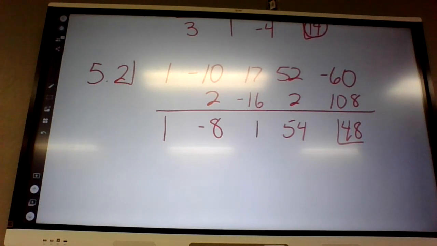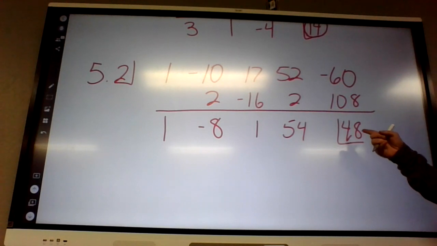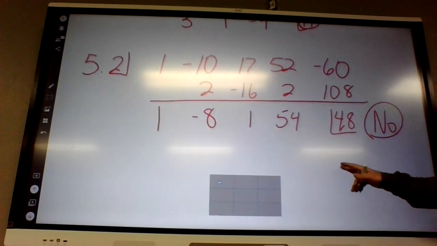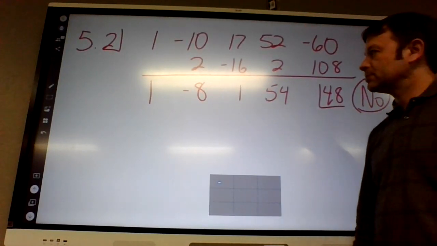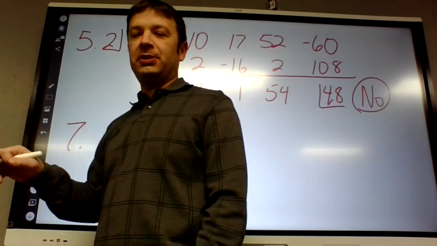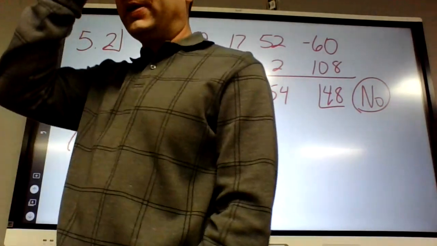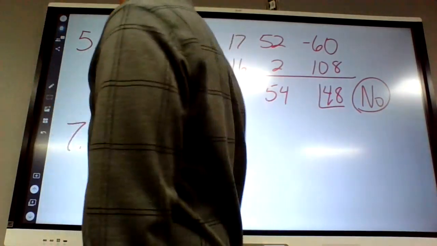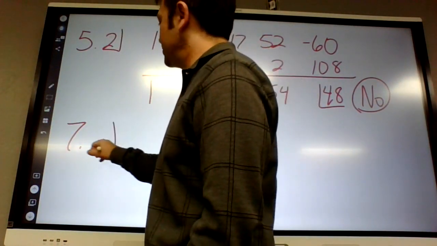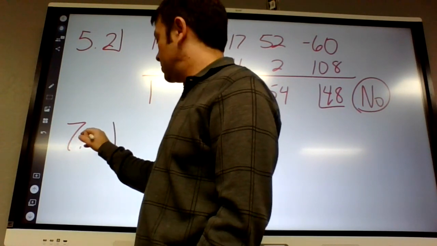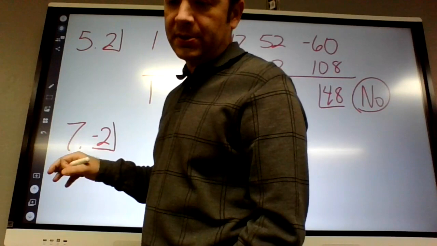Some things are better. Okay, so is this one a factor? No. So you gotta put a no. What makes it a factor? If it has 0 for a remainder, then it divided evenly, and yes, it is a factor. Okay, so all these coefficients are the same. Negative 2 is in the box.